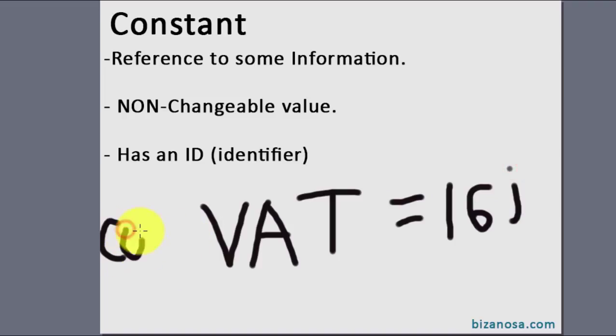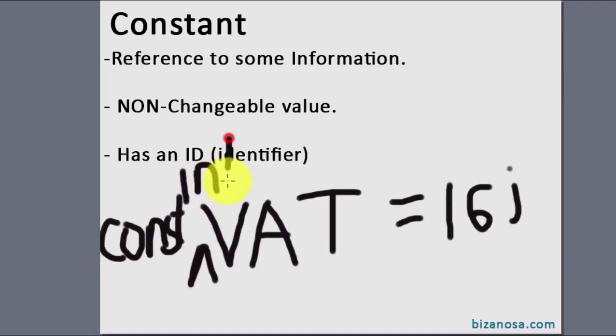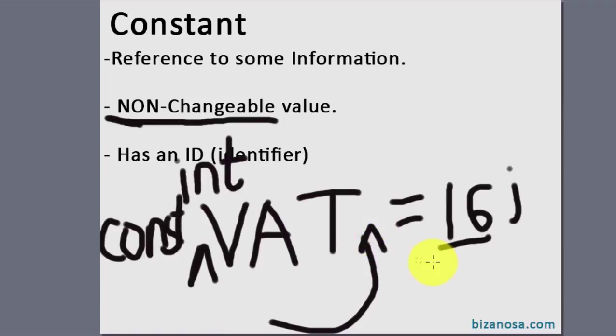So in C++, you can do const, and then here is the data type. So in this case, it would be an integer if it is a flat rate of something like 16%, 8%. So most programming languages have constants, and you can declare a constant. So a constant is just like a variable, except it is not changeable. You cannot change the value of a constant once you declare it. Unless you go back to the constant itself, the declaration, you change its value right where it has been declared.